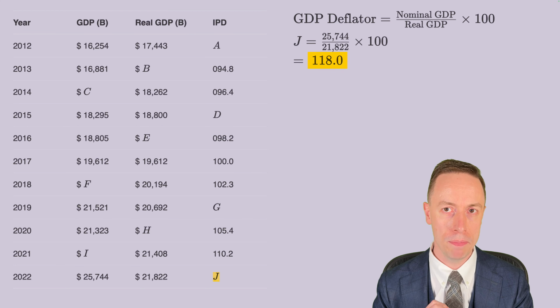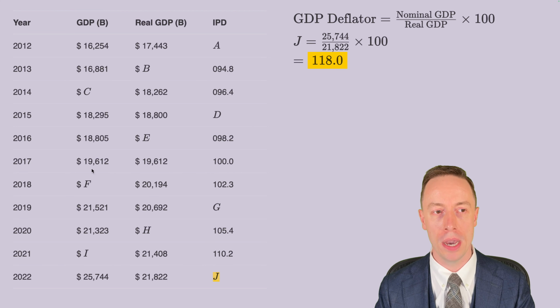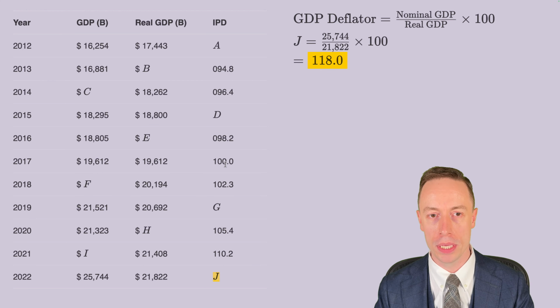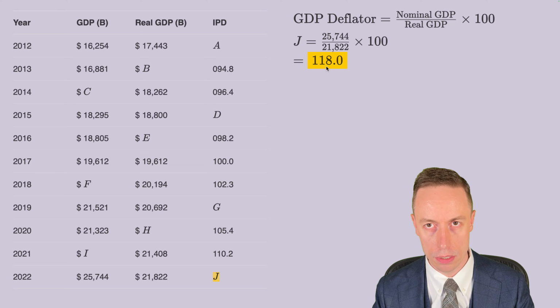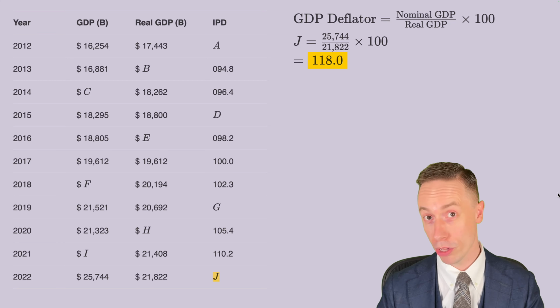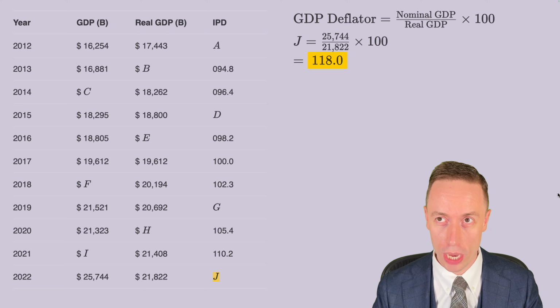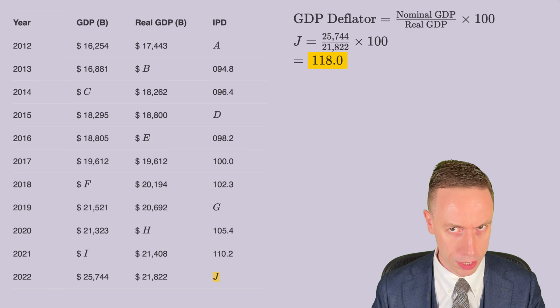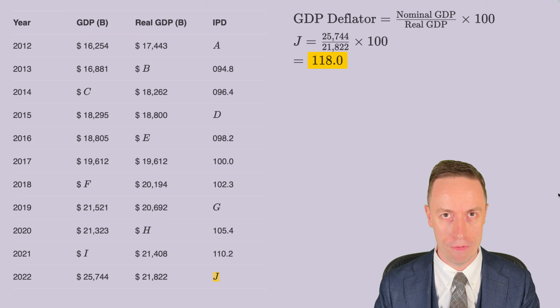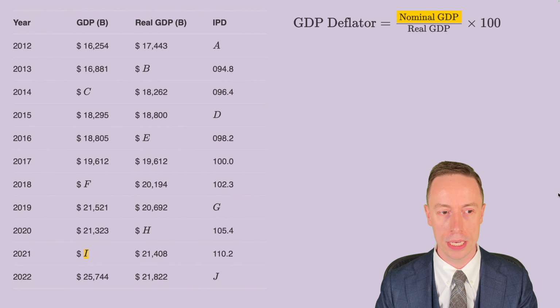In 2017, we are forcing that deflator to be equal to the number 100 because nominal and real GDP are by definition the same number in 2017. So our reference number here is 100. And by the time 2022 hits, prices have gone up 18% under this measure. But of course, you might find yourself in a situation where you have to solve for one of the other ones as well. So let's run through every possible situation you could run into.